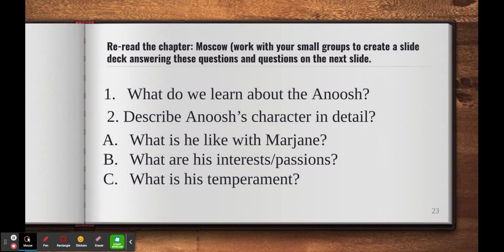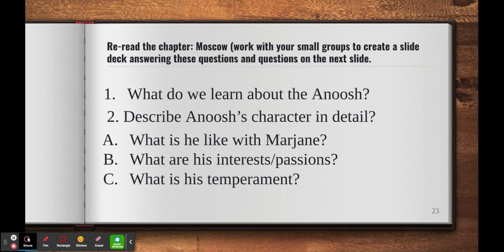Moving on from there, you're going to probably go back. You should have already read this by now, but we always benefit from a reread. I always discover new things. I've read this book so many times now, and still every time I'm like, whoa, I just don't remember that. So I want you to reread the chapter Moscow and anything that has to do with Uncle Anush. And you're going to work with small groups to create a slide deck answering these questions and questions on the next slide. Now, the way you create that slide deck is going to be up to you.